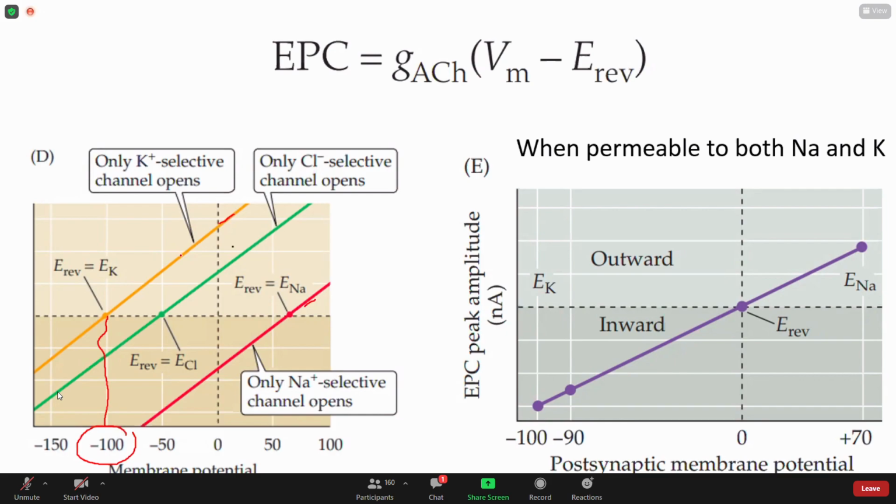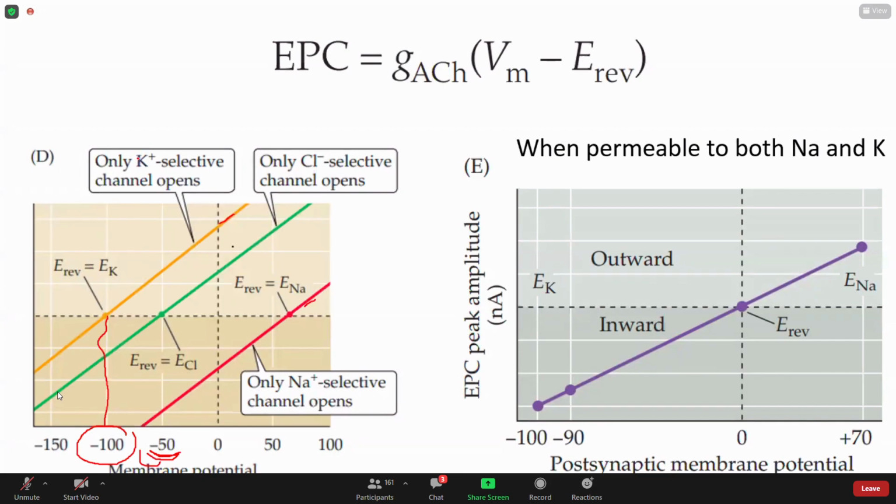And so if the membrane, let's say, is at the resting state of negative 50, what do you think will happen to potassium? Is it going to be in or out? Is it inward or outward when the membrane is at negative 50 resting membrane? Outward, isn't it? Why? Because the equilibrium potential is higher than negative 50. Very good. So it must be going out in order to reach its equilibrium potential.